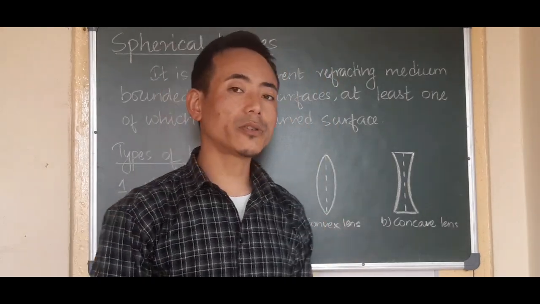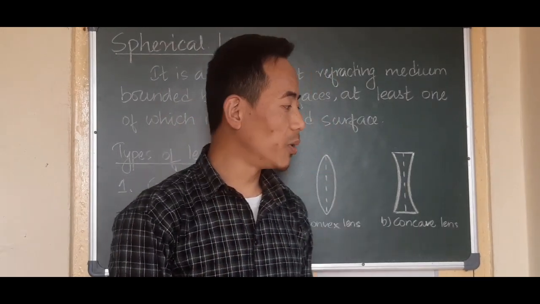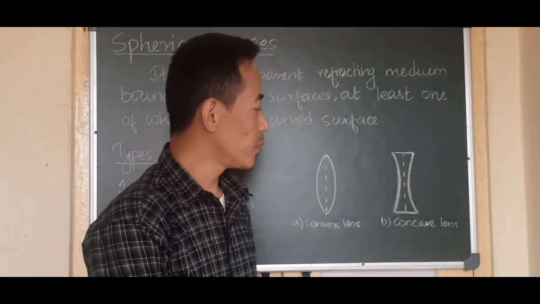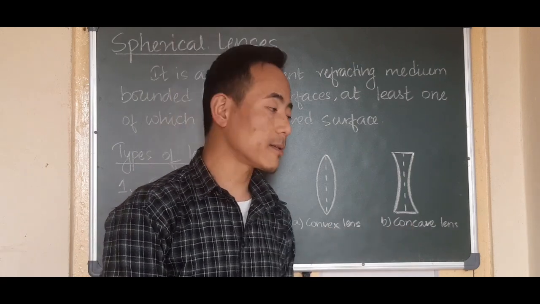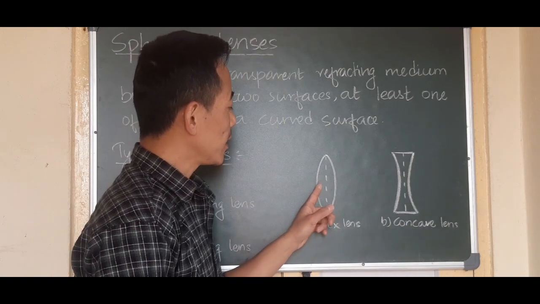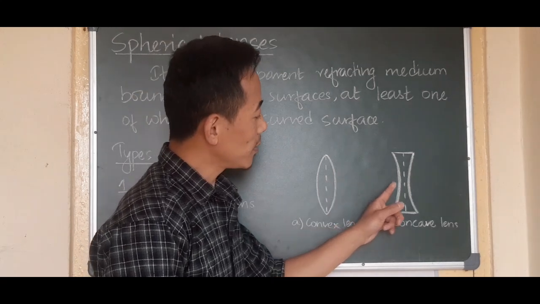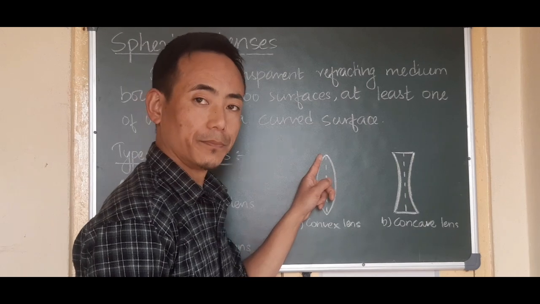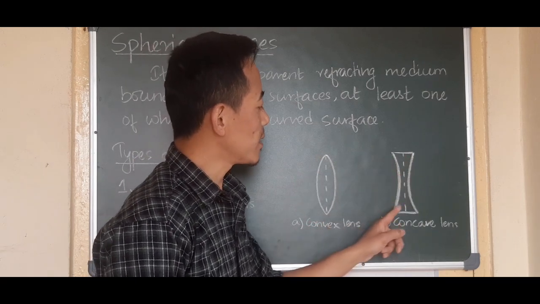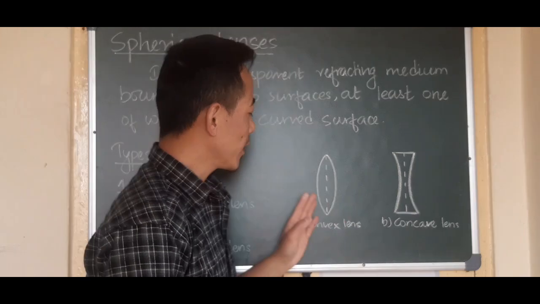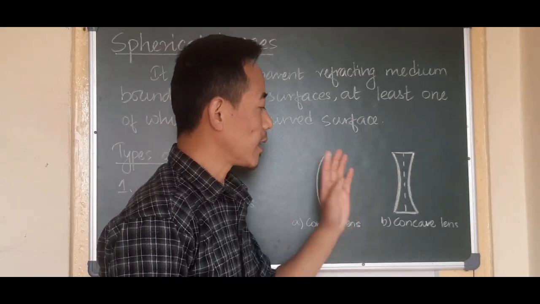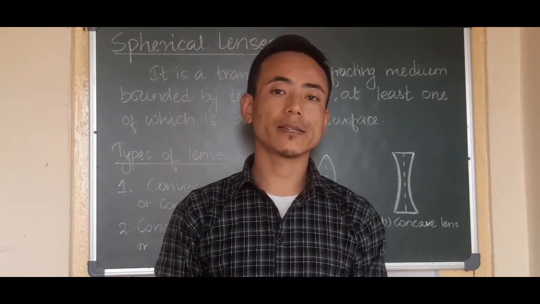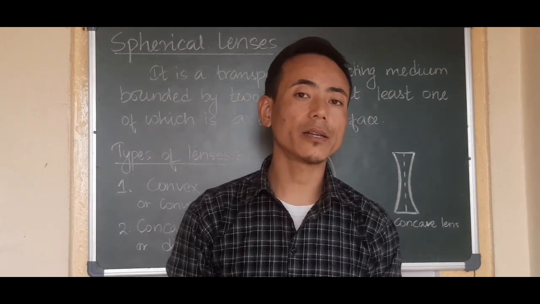One is convex, in which both the surfaces are curved outside or bulged outside, and concave, in which both the surfaces are curved inwards. So the difference between a convex lens and a concave lens you can see is, for a convex lens the center is thicker, but for a concave lens the center is thinner. For a convex lens the edges are thinner, and for a concave lens the edges are thicker. Convex lens is a converging lens and concave lens is a diverging lens. So if they ask you the difference between a converging lens or convex lens and a diverging lens or concave lens, then you can basically write 2 points here.